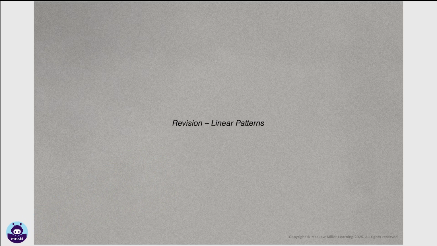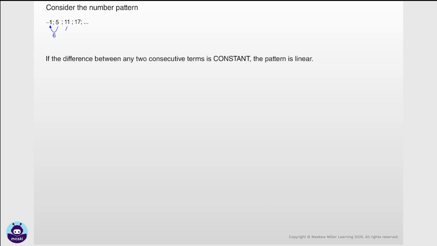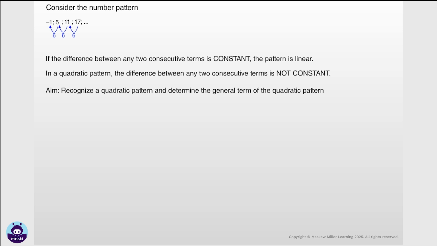Revision. Linear patterns. We learned to recognize linear number patterns in grade 10. Consider the number pattern -1, 5, 11, 17, and so on. Recall that if the difference between any two consecutive terms is constant, the pattern is linear. In a quadratic pattern, the difference between any two consecutive terms is not constant. We will learn to recognize a quadratic pattern and determine the general term of the quadratic pattern in this chapter.